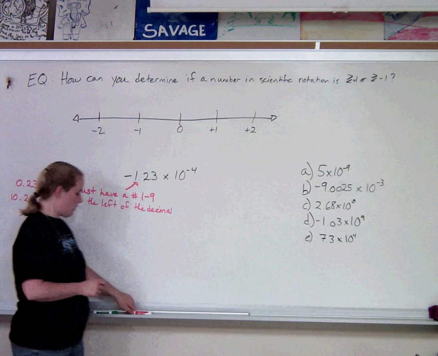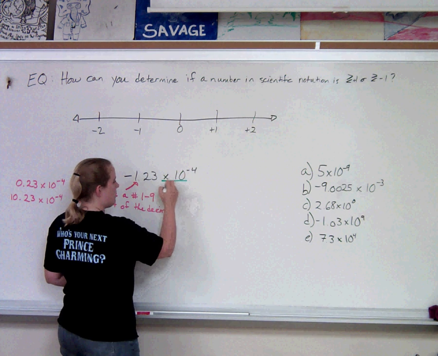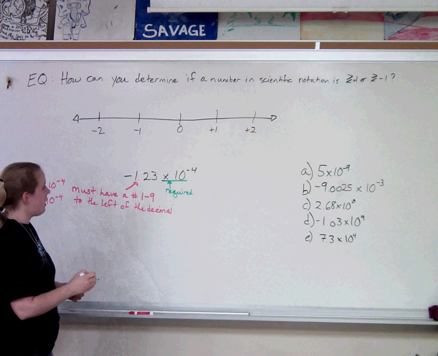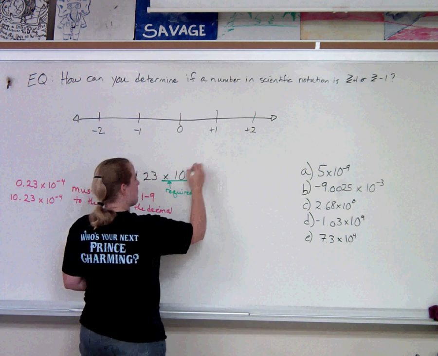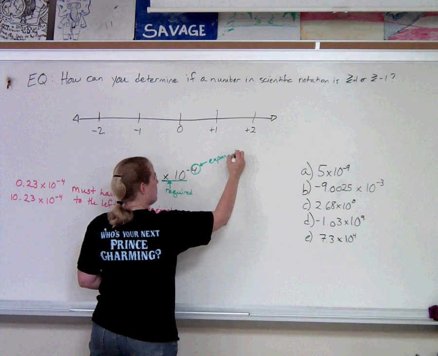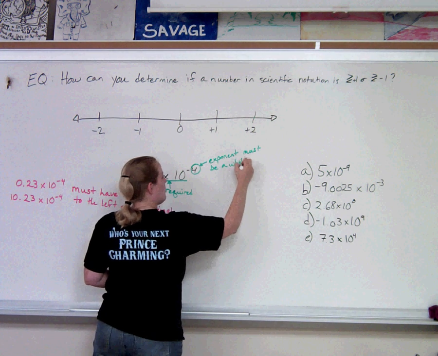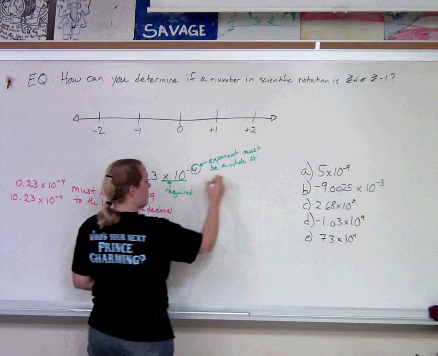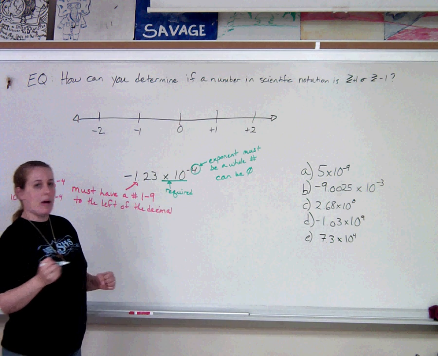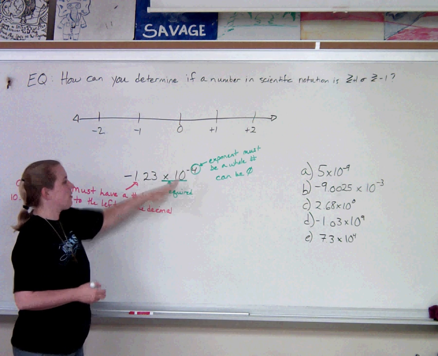Next thing a scientific notation number looks like, it has to have a times 10. Otherwise, it's just a plain old number. It also has to have an exponent. The exponent has to be a whole number. Must be a whole number. It can be 0. Any number under the sun raised to the 0 power is 1. So 0 is a decent power. It just means that we cancel out the times 10 there.